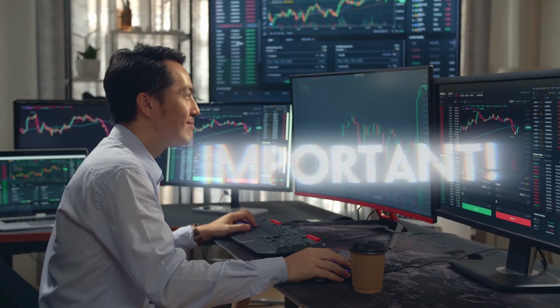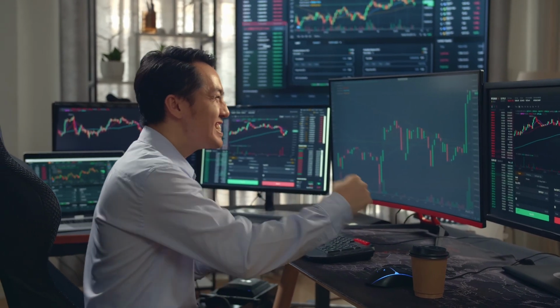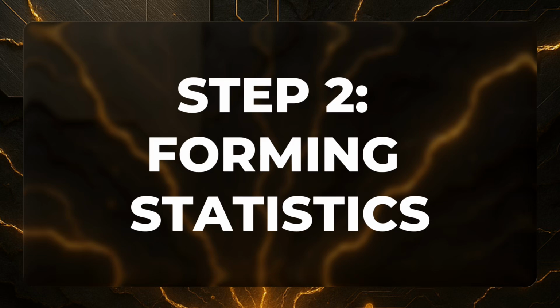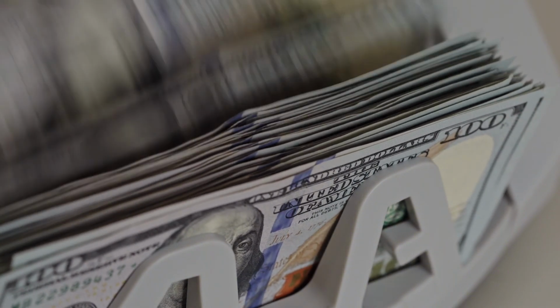Important, don't choose only beautiful situations. Take everything that matches the rules. The goal is to get an honest picture. Step 2. Forming statistics. After testing, you get the main thing, numbers. You'll see the percentage of profitable trades, average loss, average profit, and loss series.